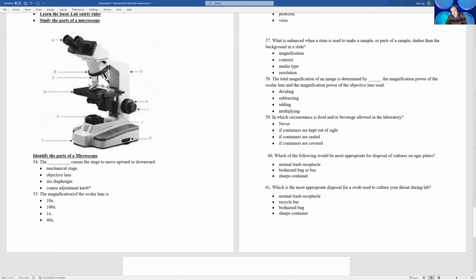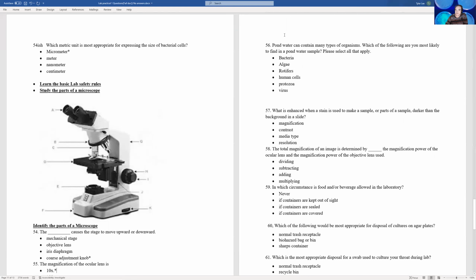The magnification of the ocular lens, that's going to be these two lenses up top, is generally 10 times. That's different than the objective lenses. The ocular lenses, again, are here up top where your eyes go, and then the objective lenses are down here near the slide.